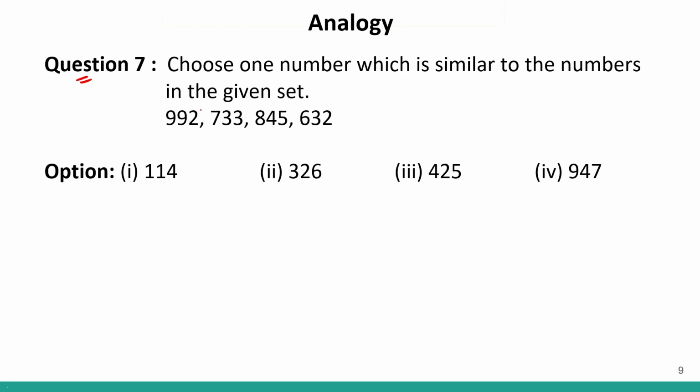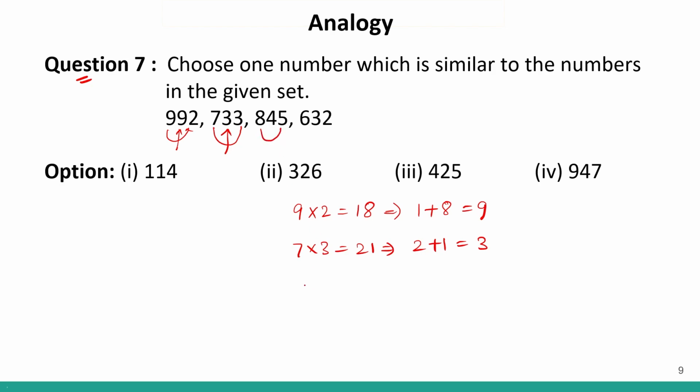992. Basically, if I multiply 9 and 2 together, I will get 18. Correct? And if I find the sum of 1 plus 8, I will get 9. Correct? So here I got 9. Similarly, let us look at 7 and 3. So 7 into 3 will give me 21 and 2 plus 1 will give me 3, which is given over here. Similarly, let's just check for 85.